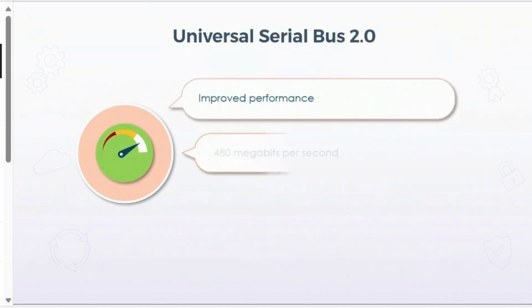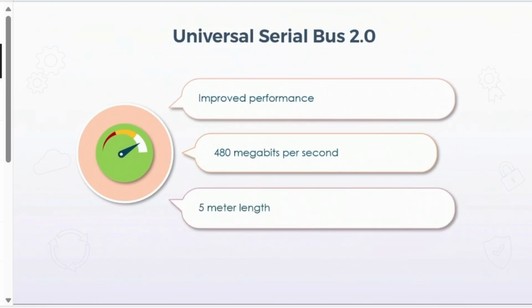From that point, USB 2.0 was released in the year 2000 and offered significantly improved performance up to 480 megabits per second, which is 40 times faster than its predecessor, but still over a length of 5 meters, which was the same as it was for the high-speed version of 1.1.